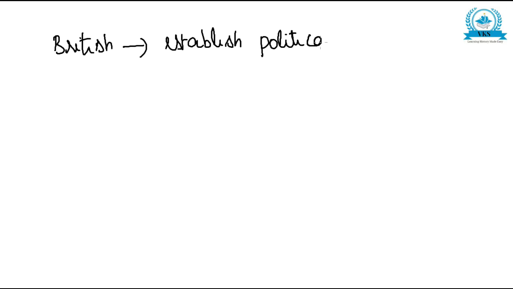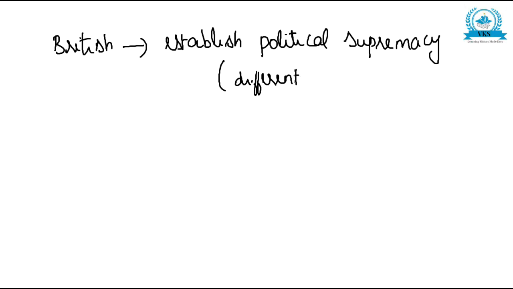The British established political supremacy over India. The British wanted to establish political supremacy over India, and to establish it they used many different strategies.